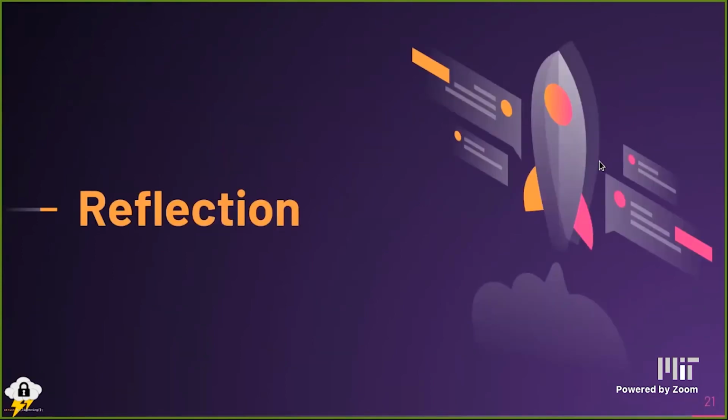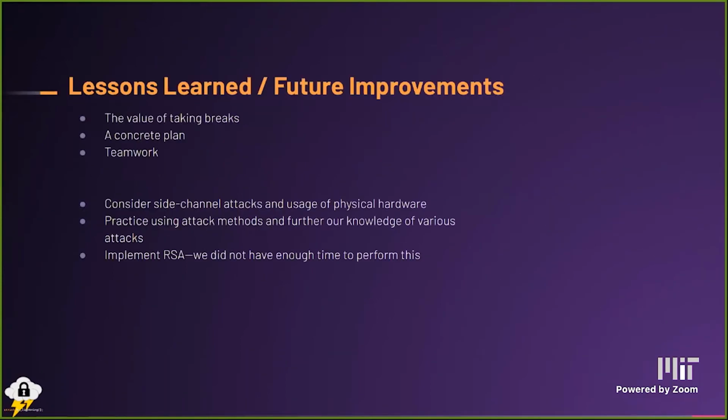So now a reflection. We learned a lot of valuable lessons, such as the value of taking breaks and giving our brain a rest. The second one that we learned is a very concrete plan. In the beginning stages of our design process, we created a 10-page document outlining all the code we wanted to implement, along with the attacks that we wanted to prevent against, and attacks we wanted to do in the future. So a plan was a very good way of going about our design process.